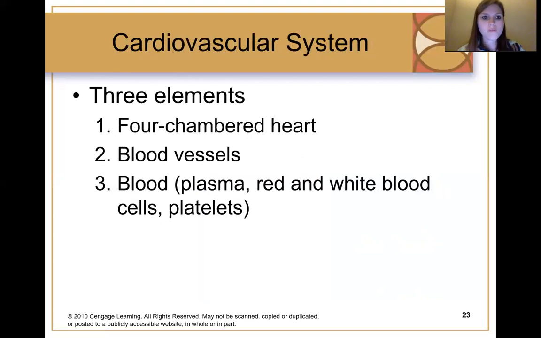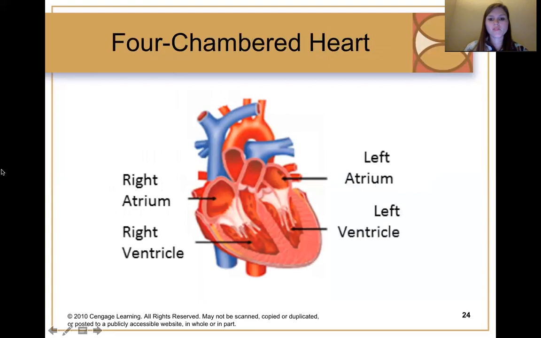Okay, so moving on to the cardiovascular system. The cardiovascular system has 3 major elements. Animals have a 4-chambered heart, then blood vessels, and then the actual blood. The blood contains plasma, red and white blood cells, and platelets. We'll talk about each of these a little bit more in detail.